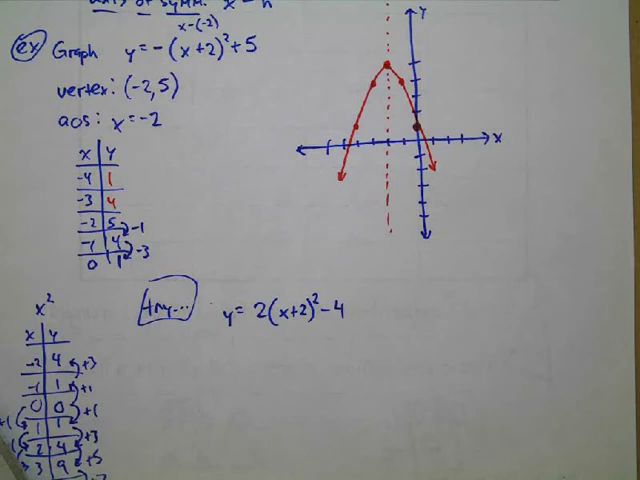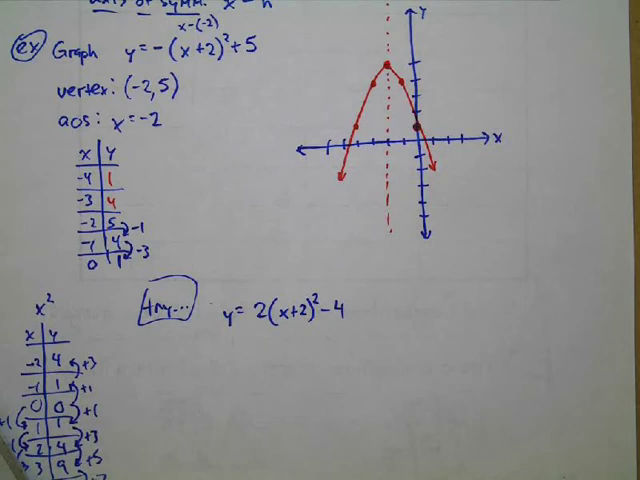For 0, you're saying? For 1? You plugged 1 in, you're saying? Okay, so let's see. So 1 plus 2 is 3. 3 squared is 9. 2 times 9 is 18, minus 4 is 14. Oh, your vertex is -2. That's the plus 2 there, so -2 is your vertex.